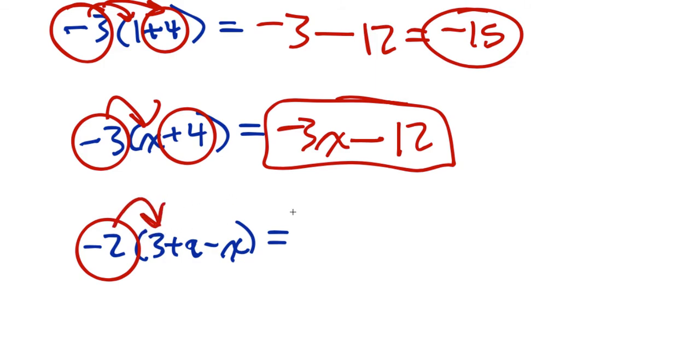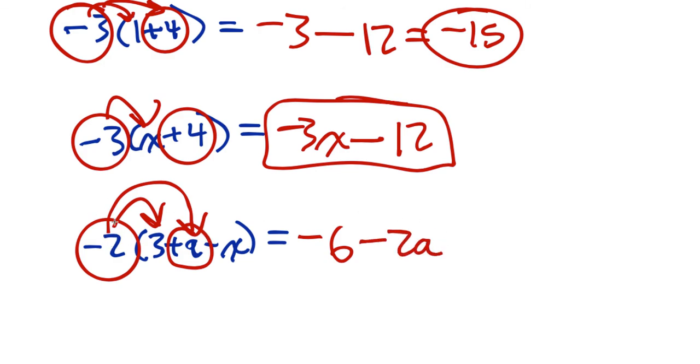Now, negative 2 times the quantity 3 plus a minus x. So negative 2 times 3, basically negative 2 times positive 3. Negative times positive is negative. 2 times 3 is 6. Yay. Okay, now negative 2 times positive a. Think of it as positive a. Negative times positive, negative. 2 times a, 2a.